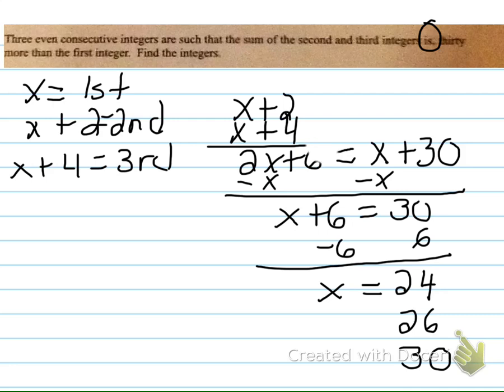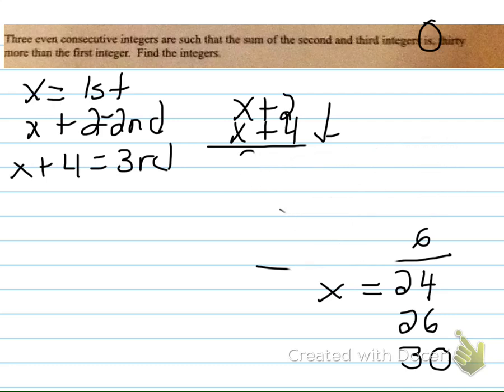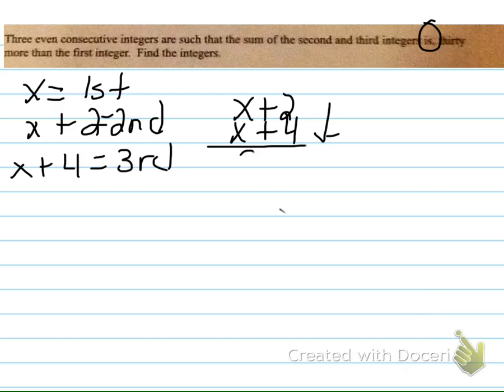And I'm just going to show you what I'm talking about. It should be added there. And so let's just go ahead and erase what we have here and fix it. We'll fix our equation. We'll recheck it and see how it comes out. Okay, so we still have the 2x and the plus 6, but this time is 30 more than the first integer. And so here we go.